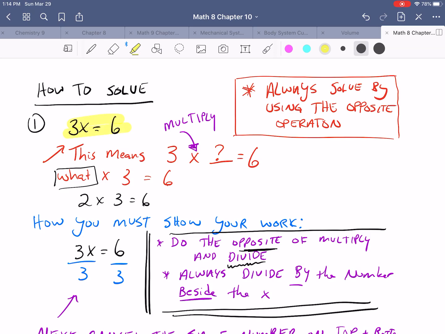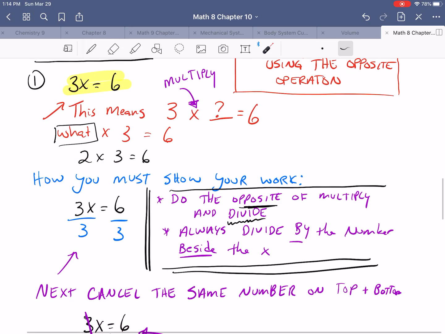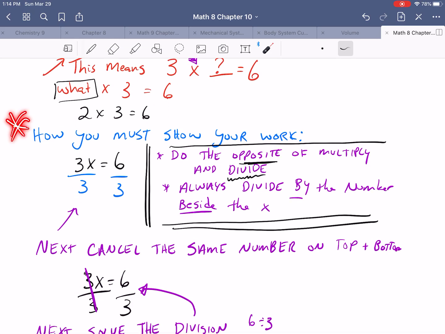3x equals 6. This means 3 times something, so 3 times something equals 6, okay? So what times 3 is 6? Well, we already know that's 2, so that's super easy, but you gotta show your work like this. So this is super important right here. So here's what we do first. We take the number that's beside the variable or the letter, and we divide it. We have to put it on the bottom. We don't use divide signs anymore. So as you'll see here, what I did here is I divided by 3, and that's super important.